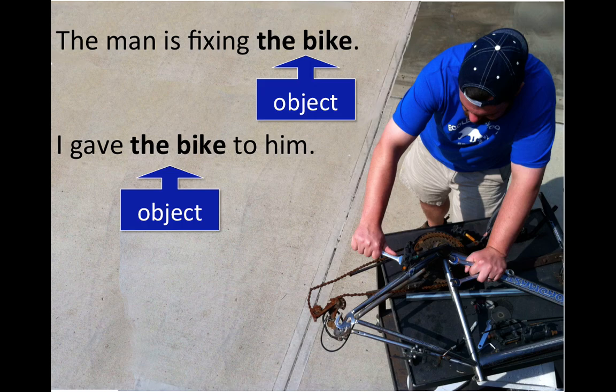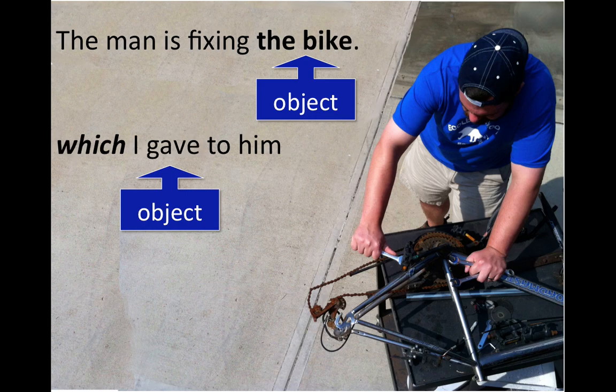It's also possible to modify the object with a relative clause that focuses on the object. So if we have the man is fixing the bike and I gave the bike to him, it's possible to make a relative clause out of the second sentence. How do we do that? Well, again, we change the bike to the relative pronoun which in this case. Could use that as well.